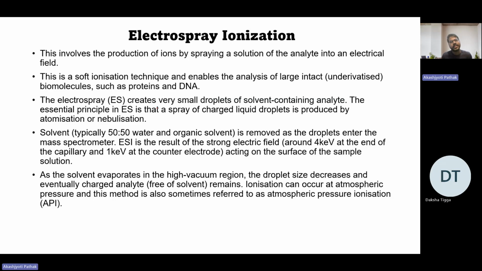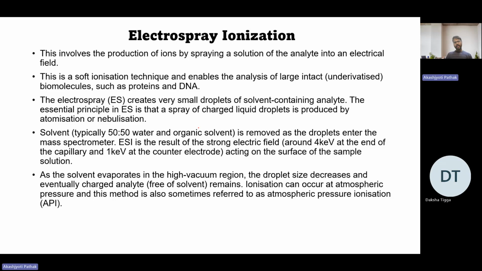So what is the electrospray doing? It is creating very small droplets of solvent containing analyte. The essential principle in ES is that a spray of charged liquid droplets is produced by atomization or nebulization. So when it is passing through this very fine needle, it results in the formation of charged liquid droplets. Now the solvent is removed as the droplets enter the mass spectrometer.